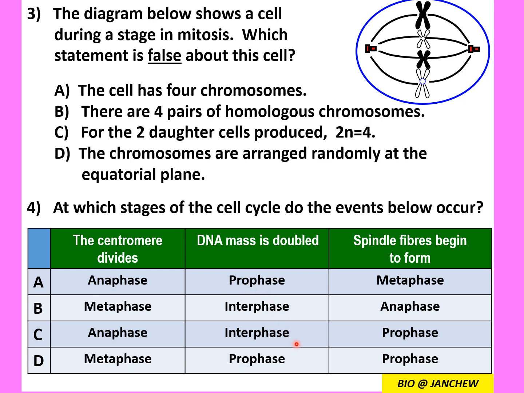So DNA mass is doubled during S phase of interphase. Thirdly, spindle fibers begin to form. This occurs during prophase, the first phase. So answer is C, anaphase, interphase, and prophase. How did you fare in this? Answer is 3B and 4C. 3B and 4C. Okay.